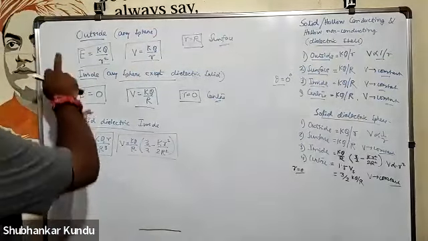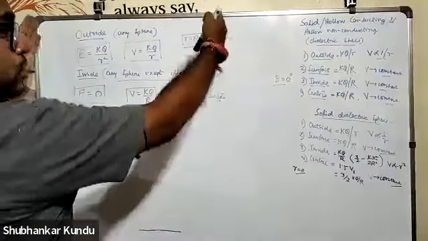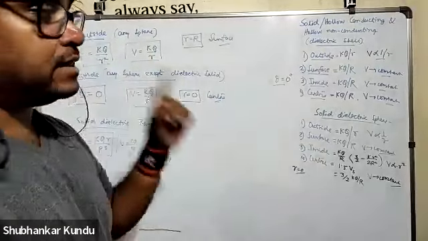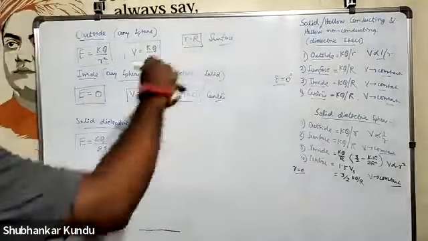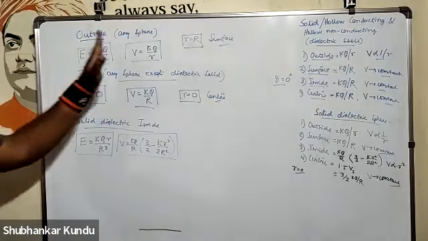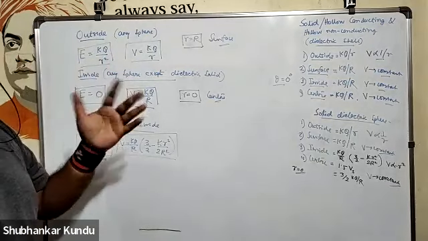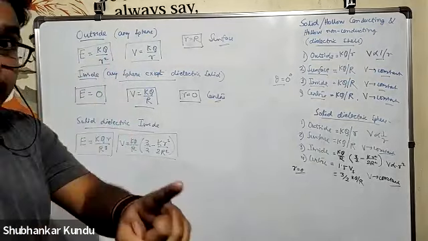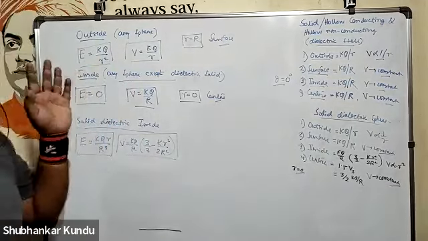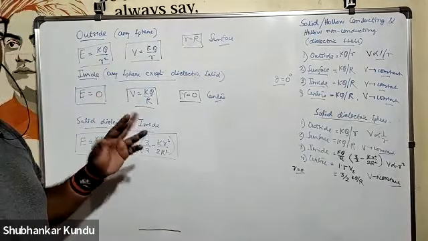How many values have there been? 1, 2, 3, 4, 5, 6. All the cases of spheres, 16 cases of electric field, 16 cases of potential, 32 cases summarized here. Outside any sphere, electric field KQ upon R square, potential KQ upon R, for any sphere. Inside any sphere except dielectric solid, field is equal to 0, potential KQ upon R.